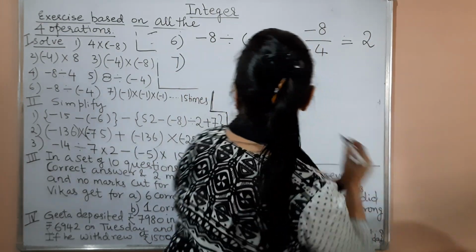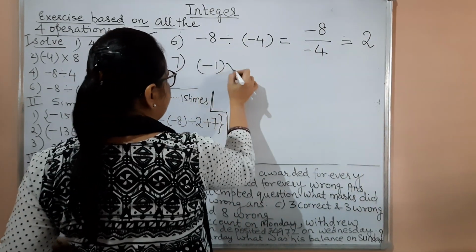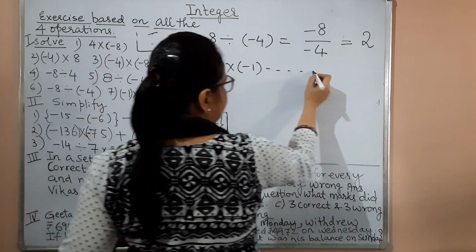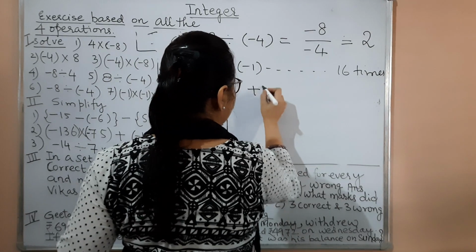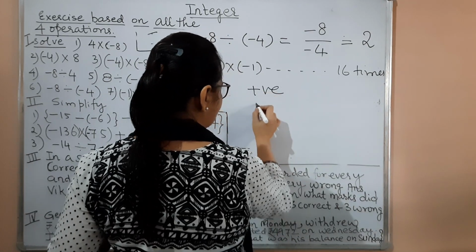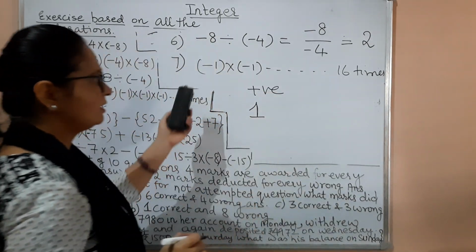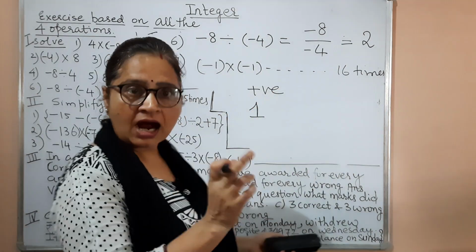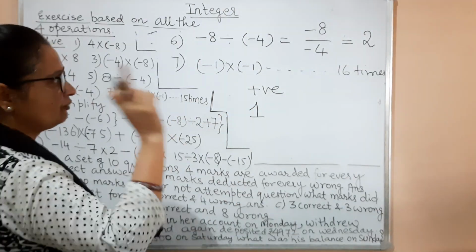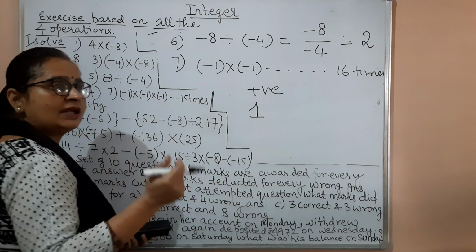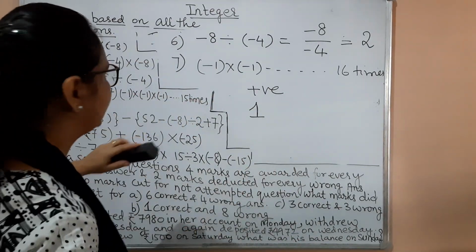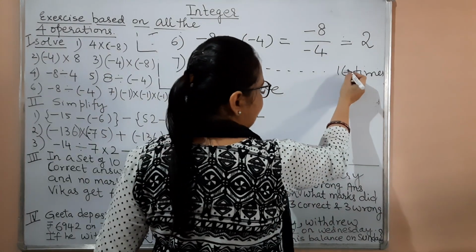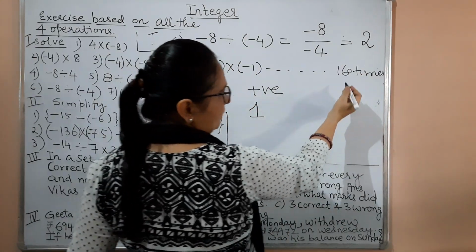if it is -1 into -1 and this goes 16 times, that means the answer will be positive. The answer is 1 plus 1. Alright? Because 16 times means 8 pairs will be made and every pair will be positive. So 1 into 1 into 1, 8 times, you will get 1. Right? So this we have to understand. In this way, 160 times, we know it has to be positive.